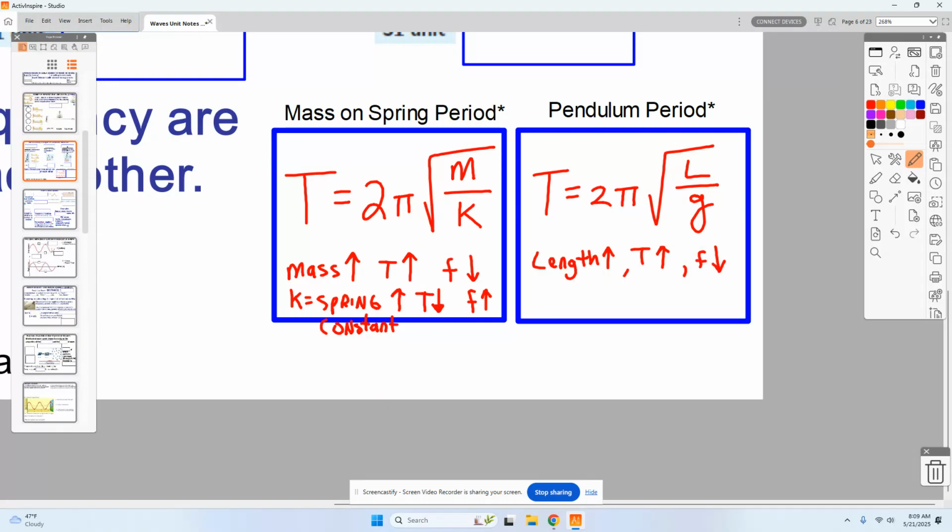Now, we can't change G without going to a different planet or a different moon or something like that. But if I make G bigger, so I take this pendulum to Jupiter, since G is in the denominator, that's going to make the period smaller. That means it will oscillate more quickly. And if the period becomes smaller, that means the frequency will increase. So again, if I were to take this thing to some planet where G is a bigger value, then it would have that effect.